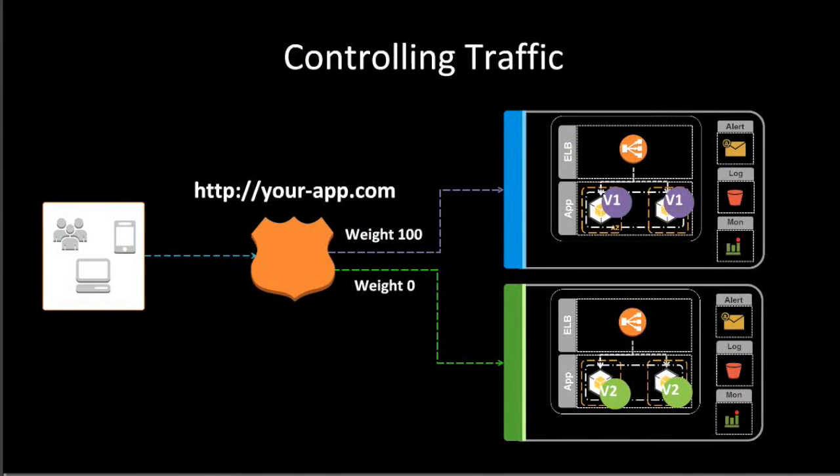A more sophisticated approach would be to, instead of sending all the traffic to the new environment at once, gradually use Route 53 weights to send a portion of your traffic to the new environment. And this is a lower risk way to do deployments, because now you are only affecting perhaps 10% of your users. If you discover that there's something wrong, you can quickly roll back.